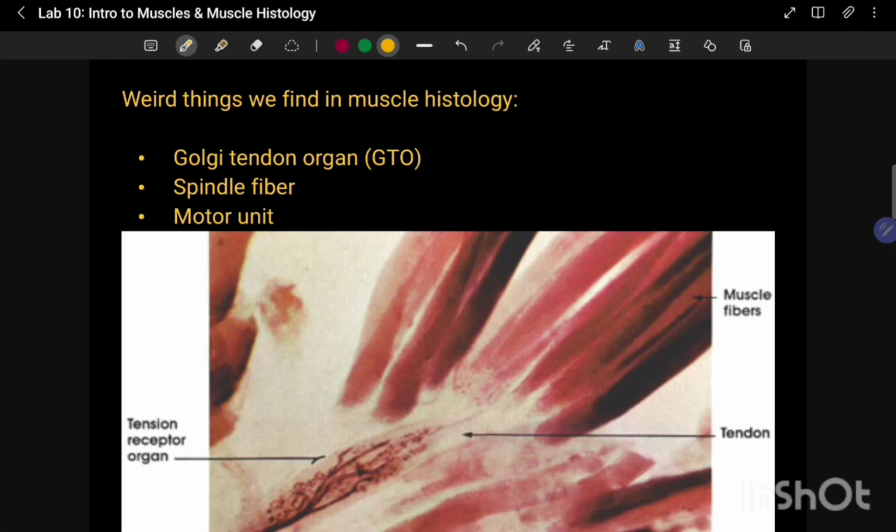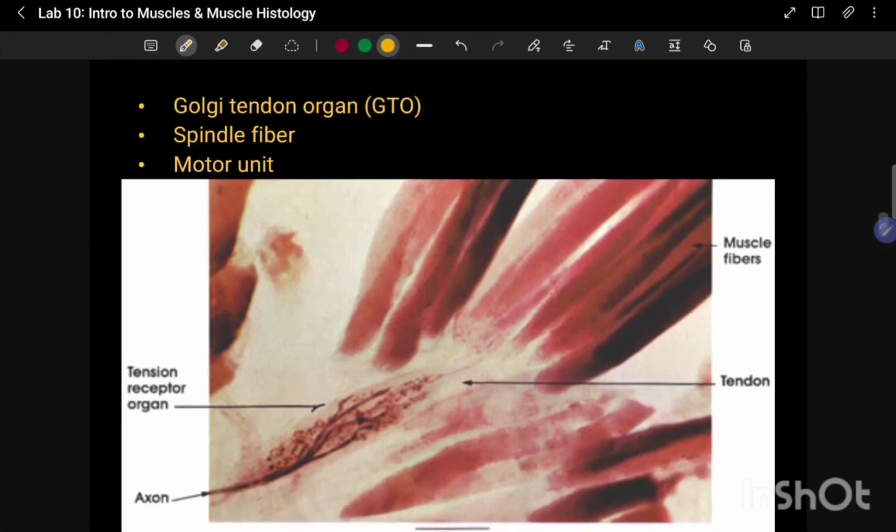So we are going to start with the Golgi tendon organ, not to be confused with the Golgi apparatus of a generic cell. The Golgi tendon organ, and then the second term here, spindle fiber, these guys are both sensory receptors, specifically stretch receptors. And they're going to act in opposition to one another to help us monitor how our muscles are lengthening under tension, under a stretch, so to speak.